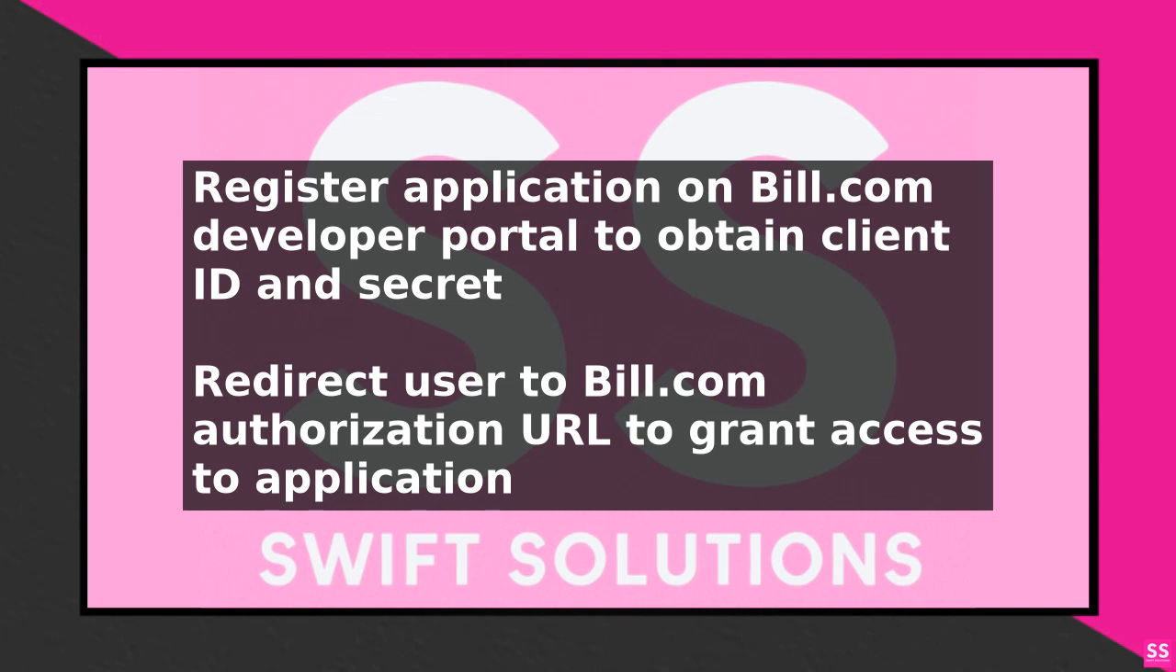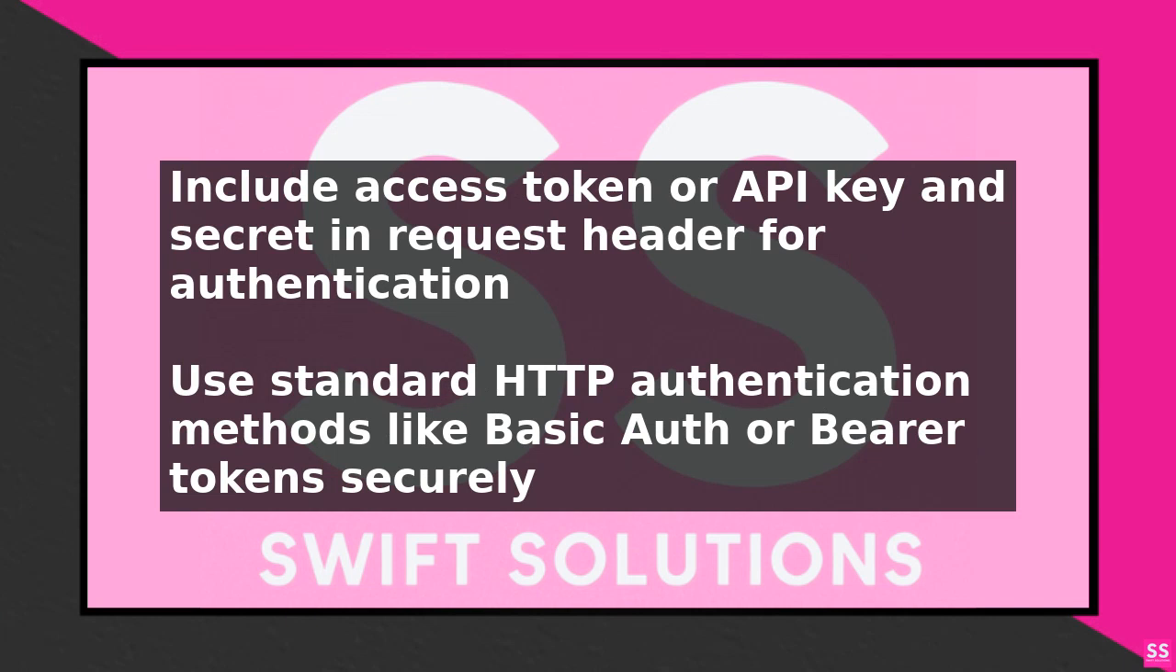Bill.com uses standard HTTP authentication methods, such as basic auth or bearer tokens. Make sure to handle errors and exceptions properly, and use secure communication protocols, such as HTTPS, to protect sensitive data. Best practices for authenticating with the Bill.com API include using secure storage for sensitive credentials, implementing proper error handling, and monitoring API usage to prevent abuse.